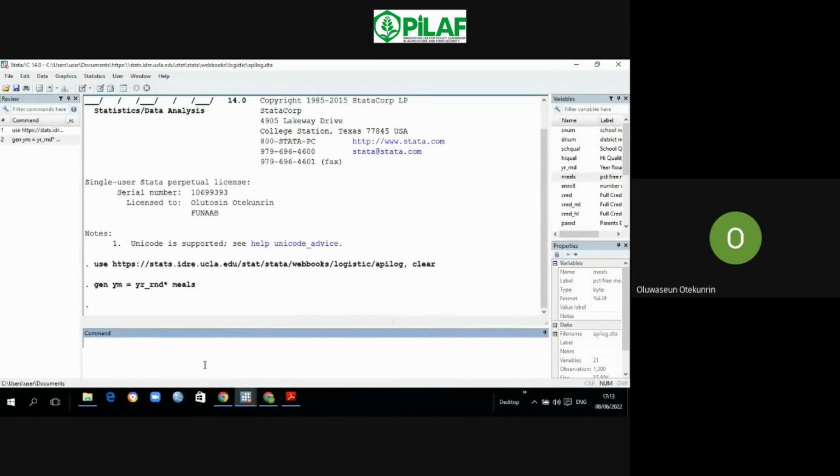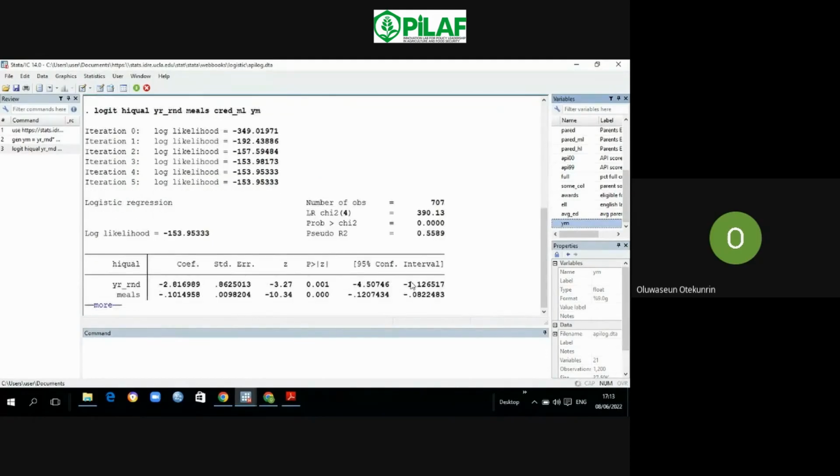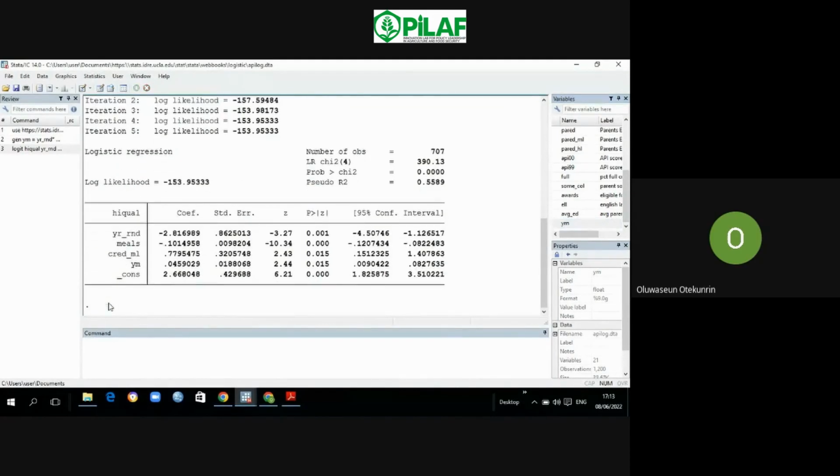So the next command is logit, followed by year-round, followed by meals, followed by full credential, followed by the one we generated, that's ym. Then press enter. So we have our results.